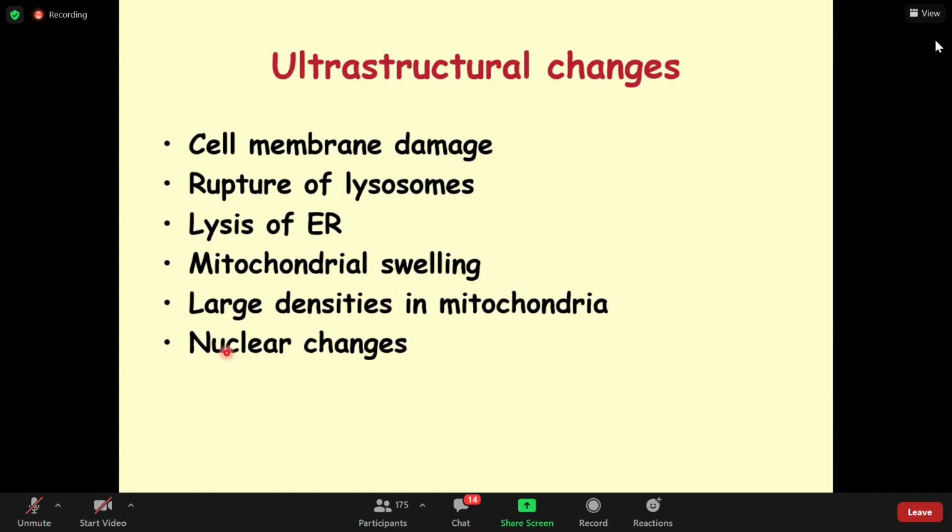So you will see cell membrane damage. You see them in both, right? You see rupture of the lysosome. More or less there is dissociation of the polysomes, and there is probably slightly decreased integrity of all the membranes, including the lysosome. Lysis of the endoplasmic reticulum, mitochondrial swelling, larger densities in the mitochondria. That's also reserved for irreversible cell injury. And nuclear changes, like I told you, will be the one that gives the clue that what you are having is irreversible rather than reversible cell injury.